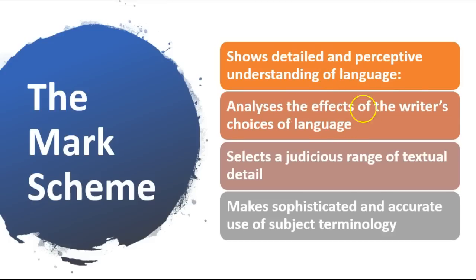Has he analysed the effect of the writer's choices? Well, what word kept telling us he was looking at the effect? And that was the word reader. He was constantly thinking about how this affected the reader, and that's therefore the effects of the writer's choice of language. Did he have judicious textual detail? Yes, he did, and that was proved with the embedded quotations. You need to get those in. Did he have sophisticated and accurate use of subject terminology? Yes, he did.